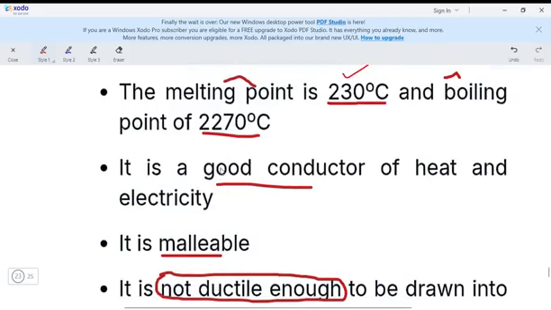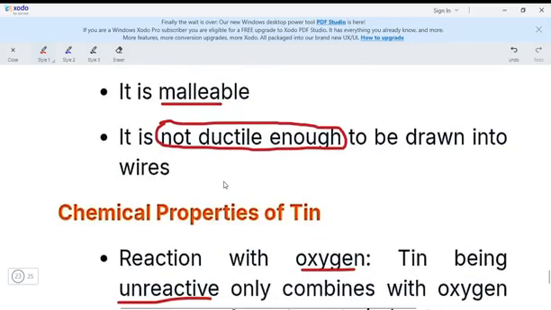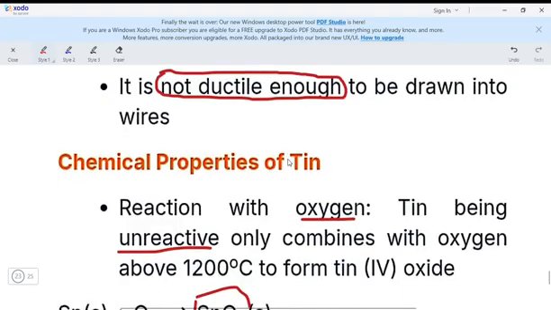It's a good conductor of heat and electricity, so it can pass through tin. It's malleable, you can hammer tin. It's not ductile enough. That means if you say you want to draw it into wire, it may not give you what you expected.